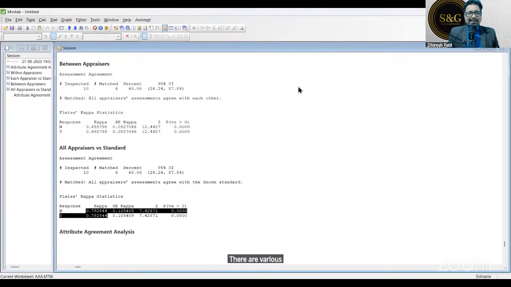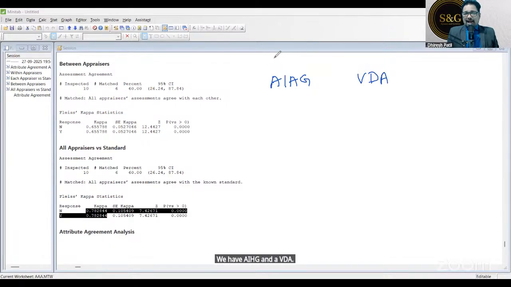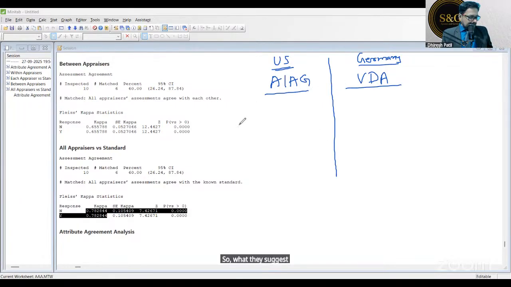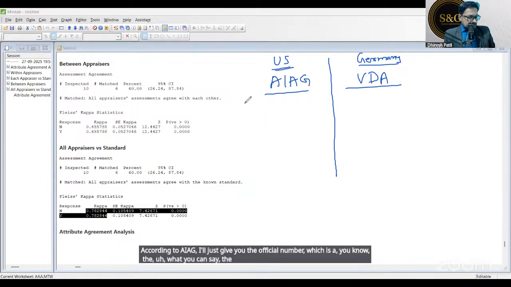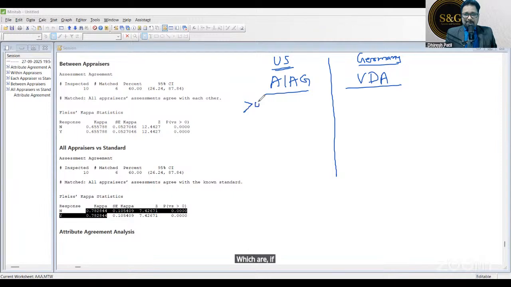There are various guidelines, again from the same bodies. Basically, we have AIAG and VDA. See, AIAG is a US based body. VDA is a German based body, Germany. That's the only difference. Both are automotive industries. So what they suggest, just make a note of this. According to AIAG, I'll give you the updated numbers: if the kappa value is above 0.75, that is very strong agreement.